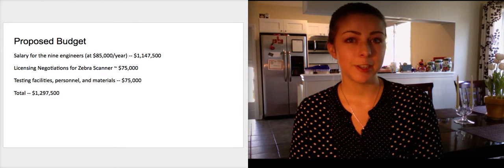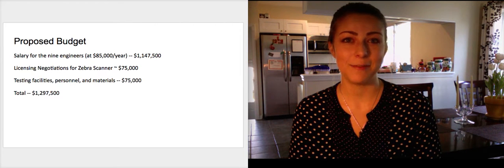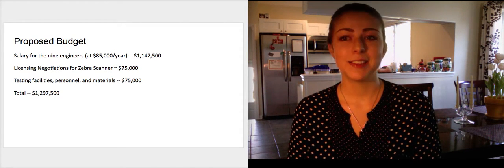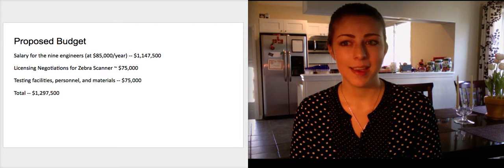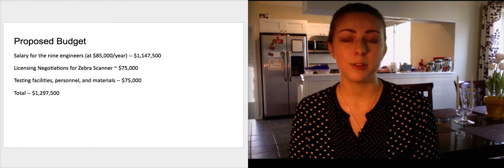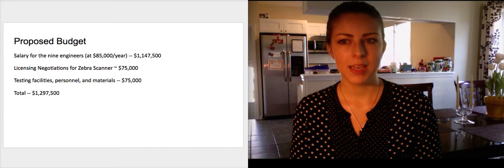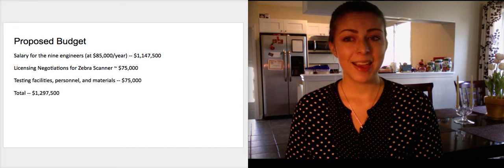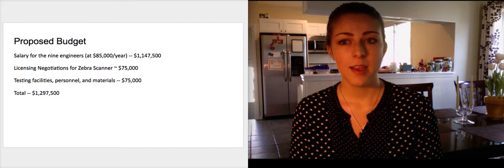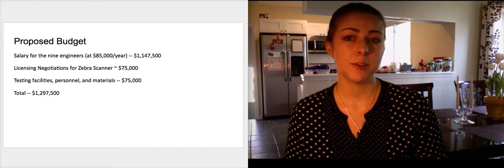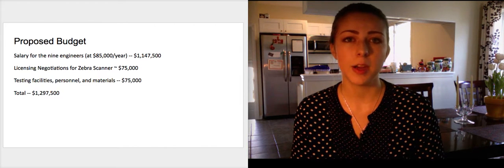The proposed budget of the scanner is $1,297,500. This is assuming that the project can be completed by a team of 9 engineers and that the licensing of the use of the Zebra scanner can be kept below $75,000. There is a bit of play in the figure quoted for the testing facilities, personnel, and materials, as the company does keep a test store that can be used for this purchase, and personnel would likely be current employees of the company.